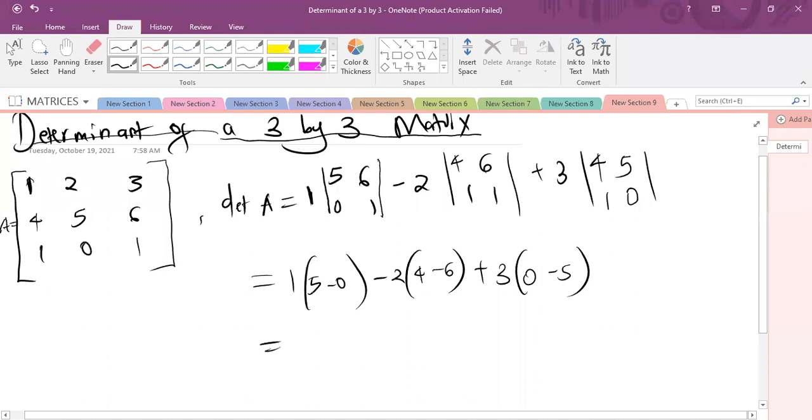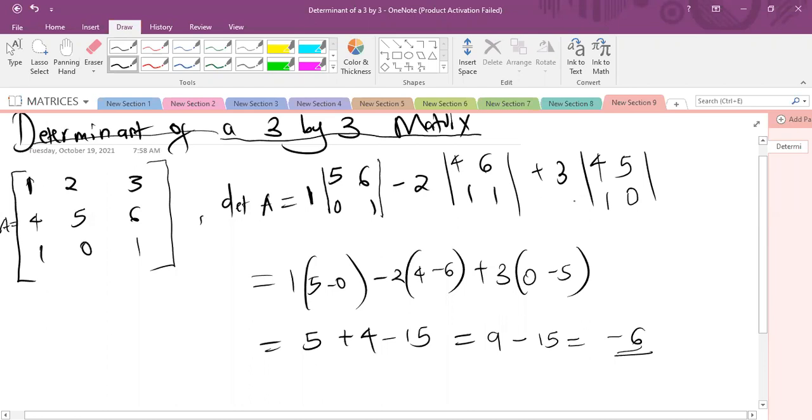So finally, the determinant is 5 minus, this gives me minus 2 here. So this will be plus 4. And then this will give me minus 5. So that will be minus 15. So our answer right here will be 9 minus 15. Are we together, guys? So basically this gives us minus 6 as the determinant. So when you're evaluating the determinant of a 3 by 3 matrix, that's basically how you go about it.